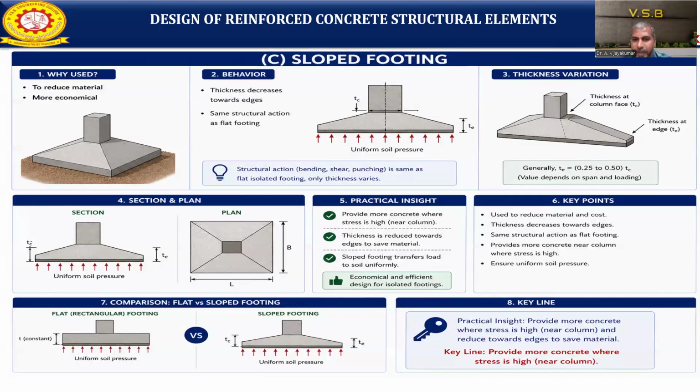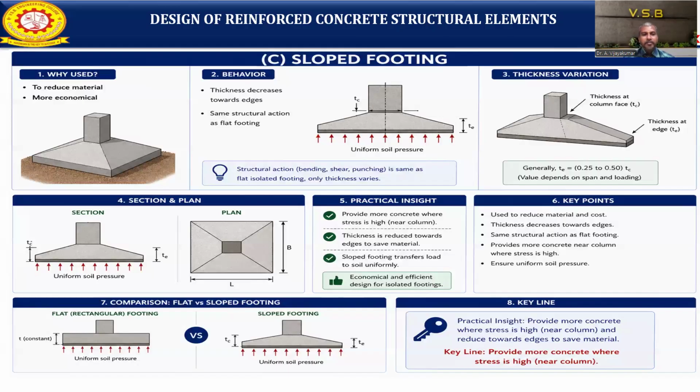So the practical insight is to provide more concrete near the column where the stress is high, and reduce the thickness towards the edges to save material. A sloped footing transfers load to the soil uniformly. This is an economic and efficient design for isolated footings, using less material with thickness decreasing towards the edges. The structural action is the same as a flat footing, providing more concrete near the column where the stress is high and ensuring uniform soil pressure.